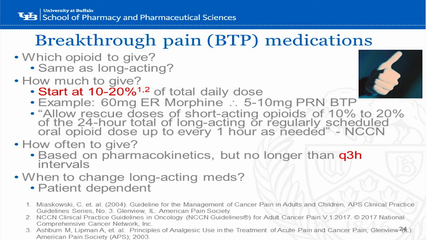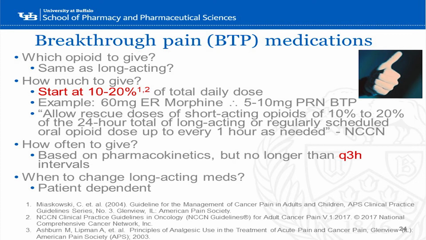The first question that is often asked is which opioid to give. Should we give the same as the long-acting opioid, or should we give a different one? We've researched this quite a bit and found that there is really no evidence that you must give the same long-acting and short-acting opioid, or that there's an advantage from giving a different short-acting opioid from the long-acting opioid. Often what's done is giving the same opioid, both long and short-acting, because it's then easier to calculate the total daily dose of what the patient's receiving and make dosage adjustments as necessary.